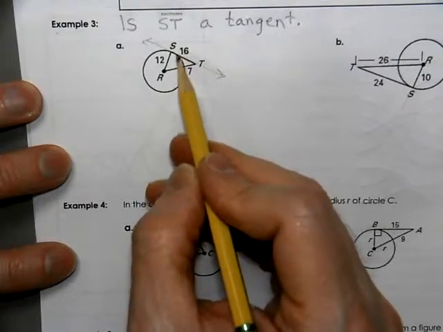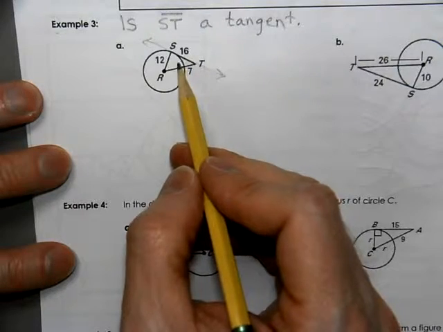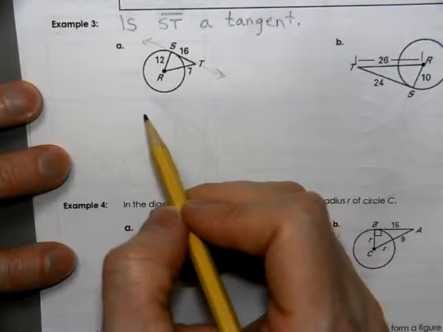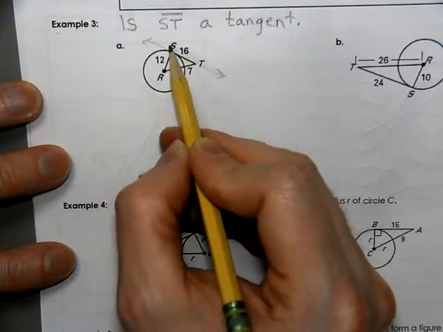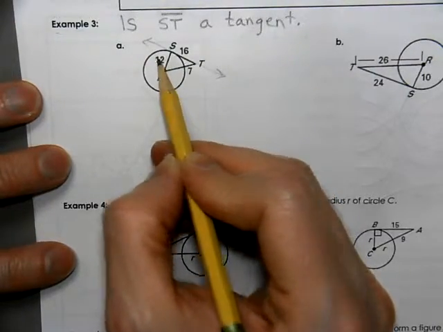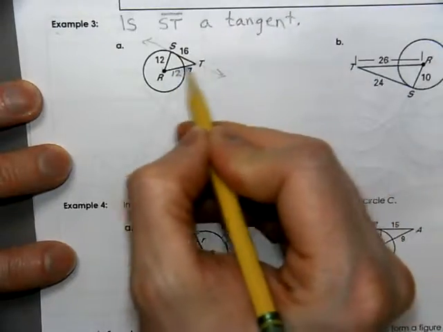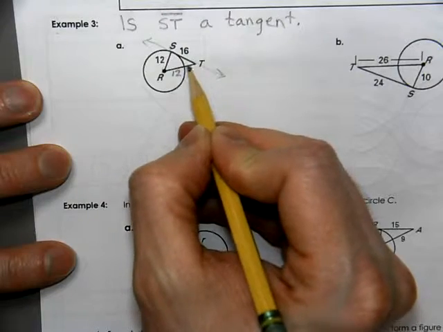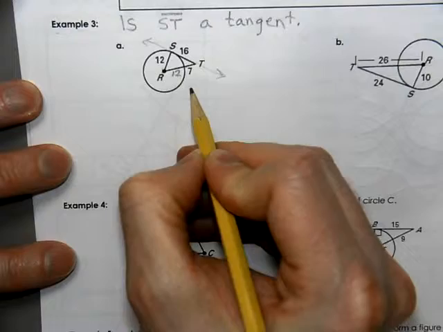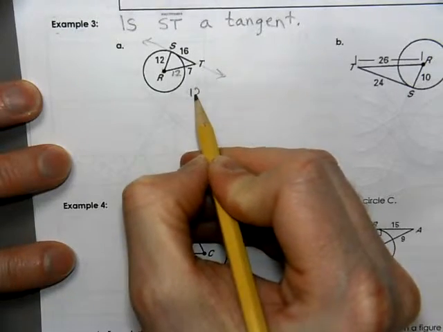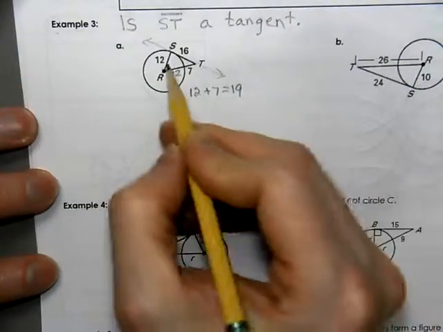So, if it's 90 degrees, then this should be a right triangle. And if it's a right triangle, then we can try the Pythagorean Theorem on it. RS is a radius, and that's 12. So we know this side is also 12. Don't call this side 7. Only the extra part is 7. So now we have 12 plus 7, which equals 19.